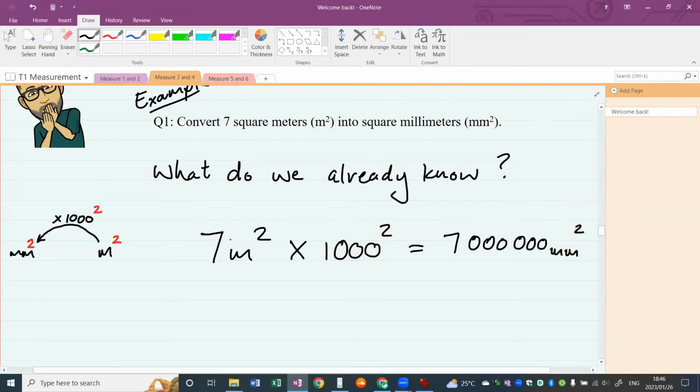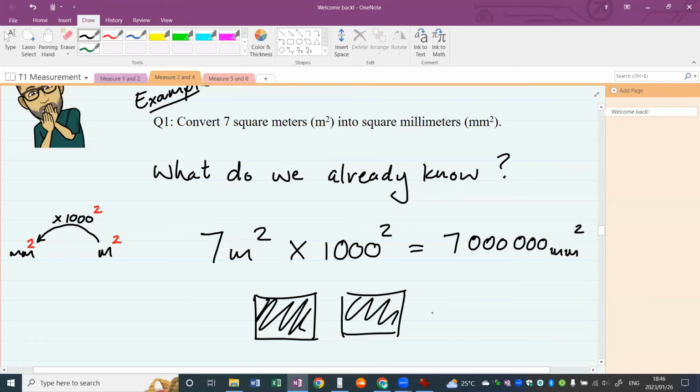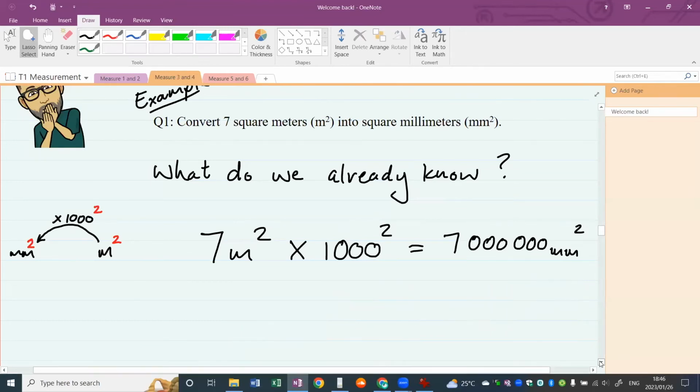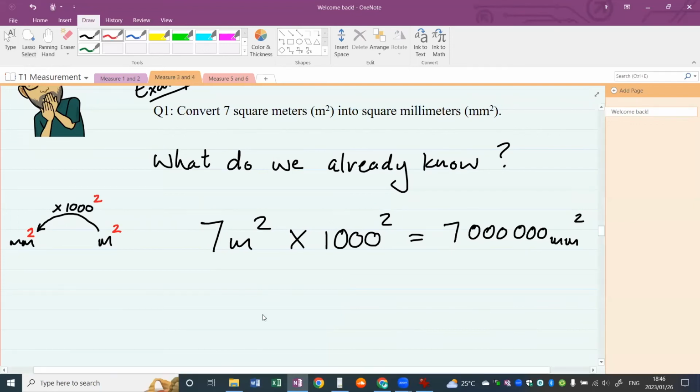So a square meter is a block. It's a unit of area. And we have 7 of these. Dot, dot, dot. And there's a whole lot there. I'm not going to draw all 7, but there are 7 of these square meter blocks. So the square is not on the number, it's on the units. This here, meters squared, is a type of unit of measurement.